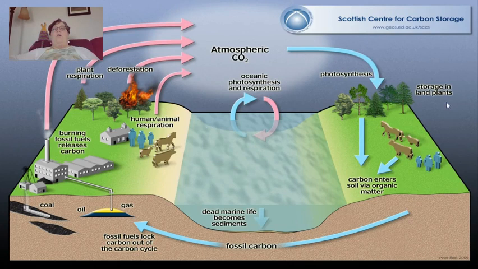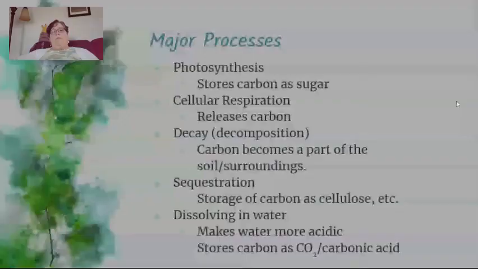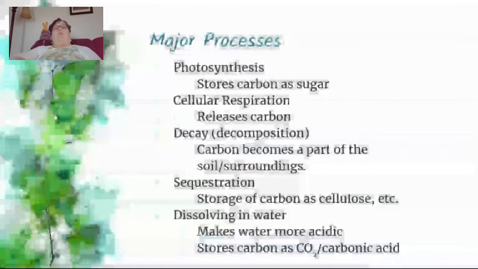And we could make it even more complicated than this. There are constantly interactions going on where carbon moves from one living thing to another, or from storage to not being stored, to being free and available. But these are the key processes of the carbon cycle. We're very familiar with photosynthesis. Photosynthesis's job is to store carbon in the form of sugar. And its opposite, cellular respiration, takes that carbon in the form of sugar and releases it again as carbon dioxide.